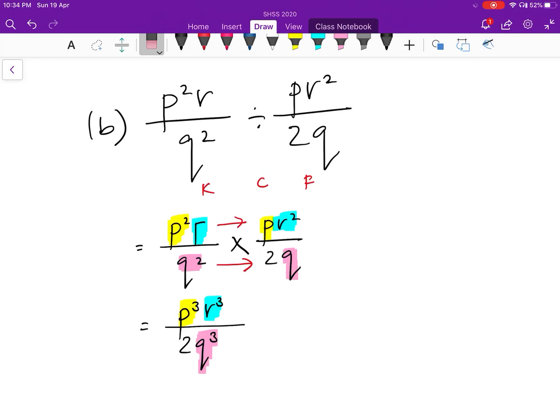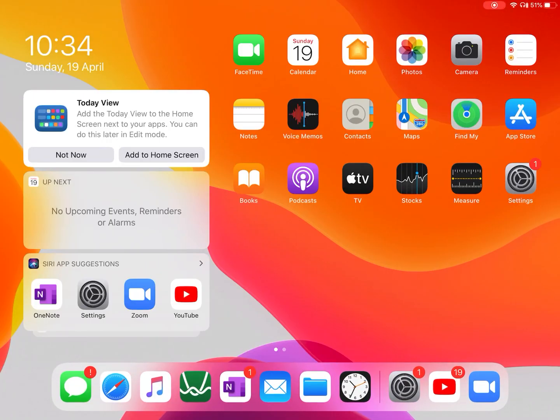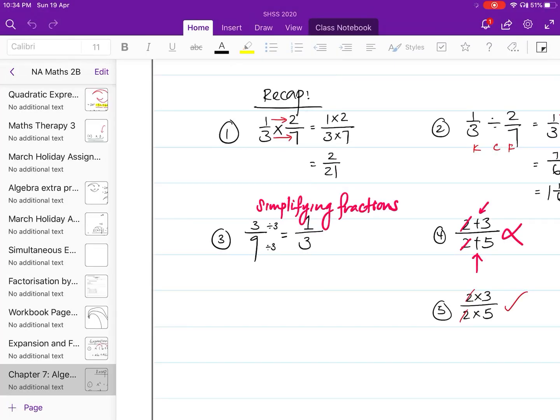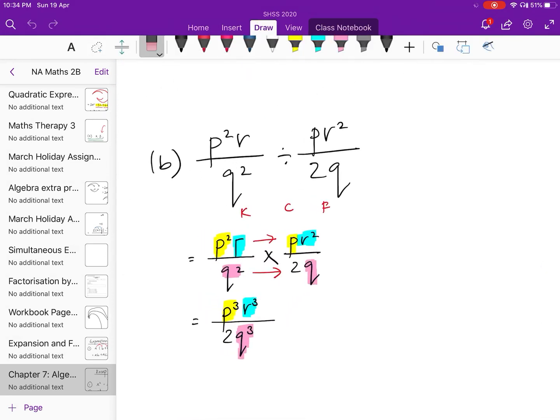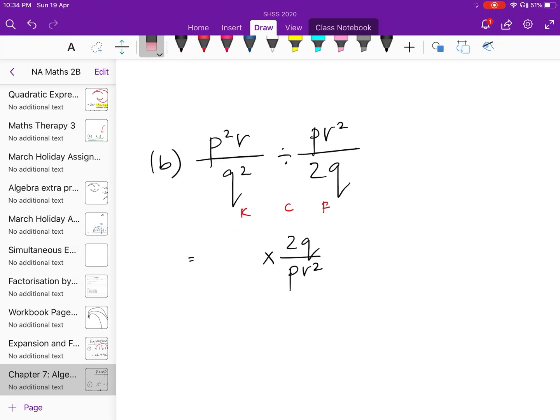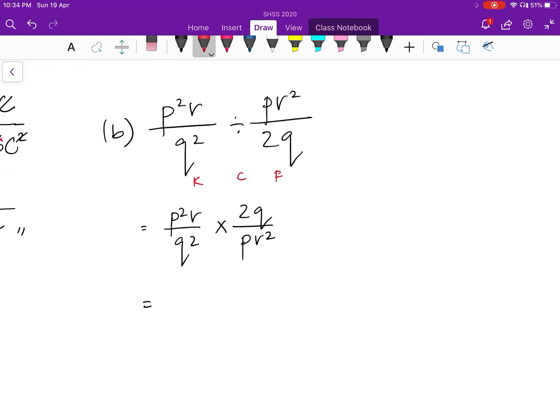I'm sorry, I made a mistake. I should flip the fraction over. Let me redo this step. I need to flip the fraction over. It becomes 2Q over PR squared. Okay, so from here, let's go back to that.